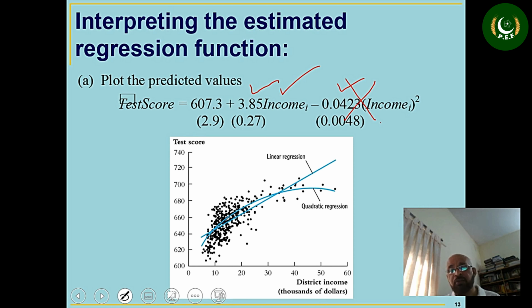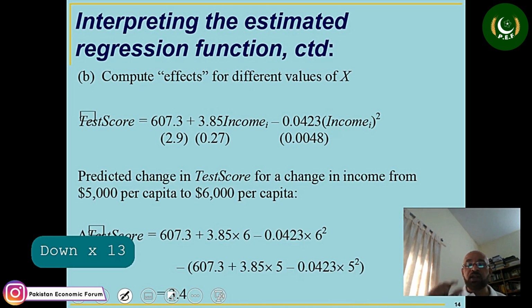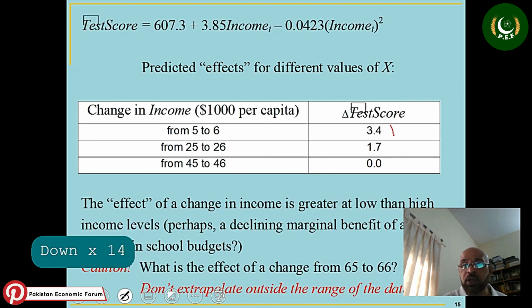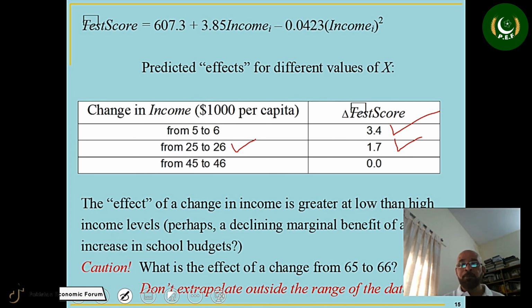But here you will have income square, and when we calculate this, if your income increases from $5,000 to $6,000, so here you have 6 square, 5 square, and you see the change in test score, and this comes out to be 3.4. But when income changes from 25,000 to 26,000, the change in test score is 1.7, it's not 3.4. And when income changes from 45,000 to 46,000, in general, you cannot have any improvement in test score, and that appeals to common sense as well. Otherwise, the recipe for increasing test score would be to increase income.